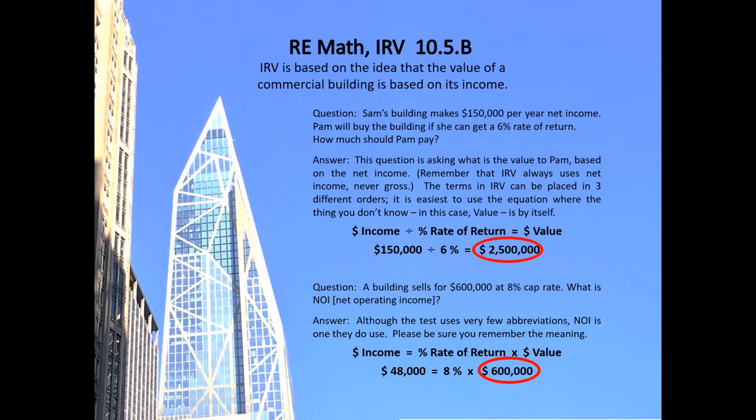So let's try a question. Sam's building makes $150,000 per year net income. Pam will buy the building if she can get a 6% rate of return. How much should Pam pay?